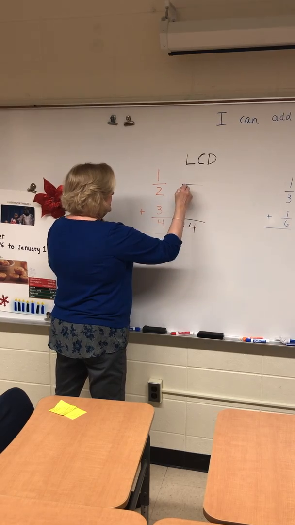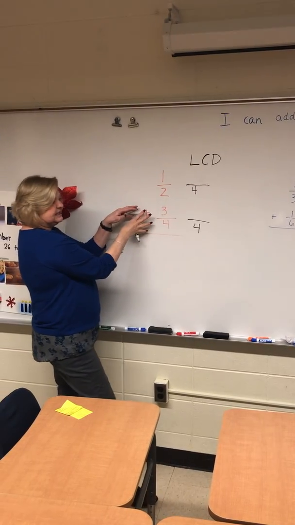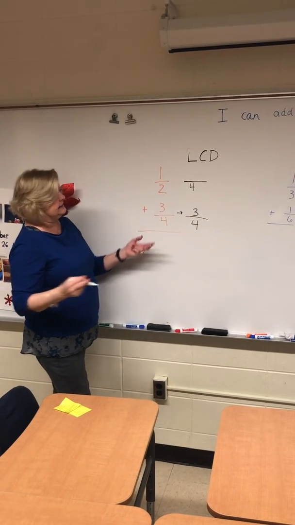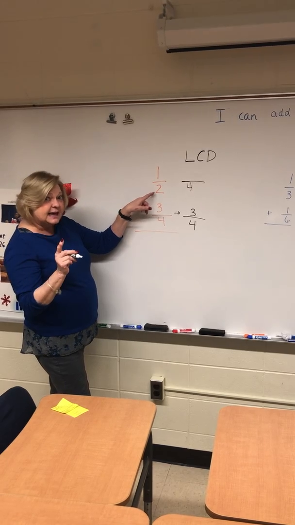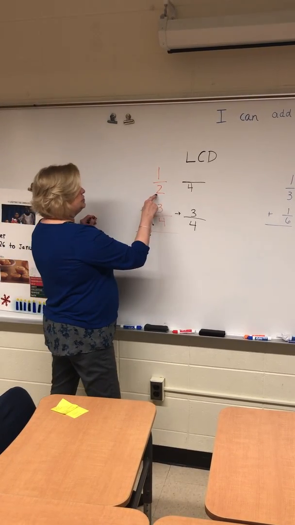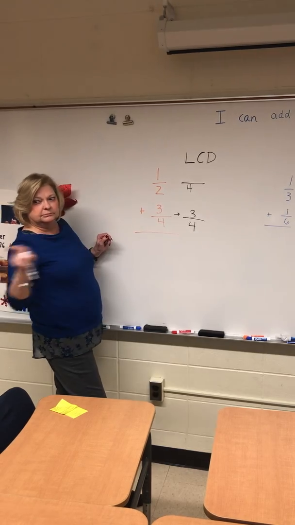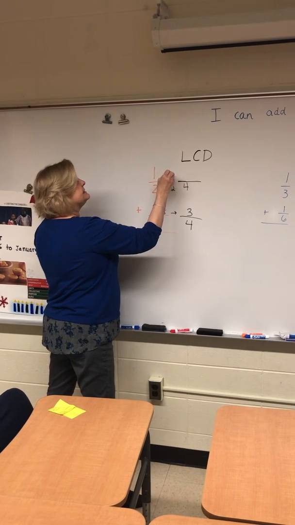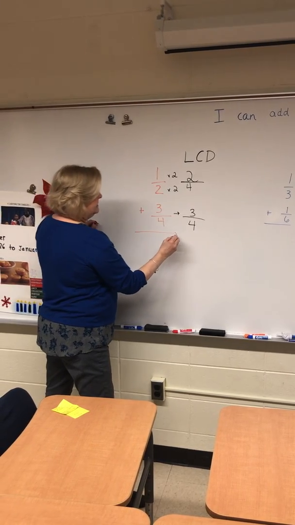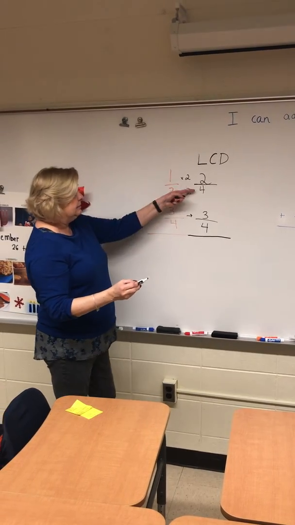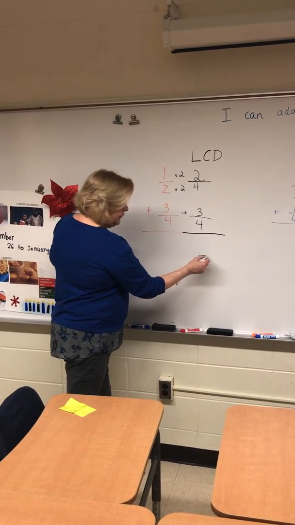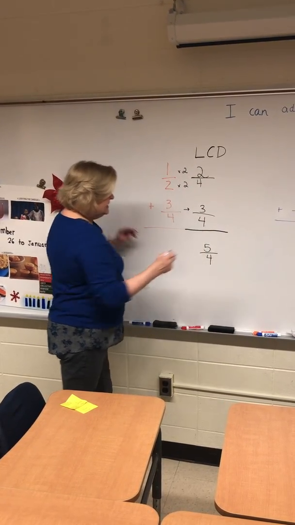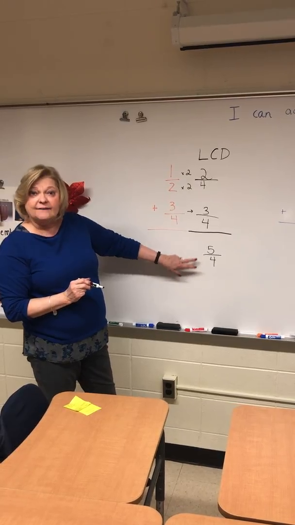So 4 and 4. Now since we already have a 4, we can just slide this over. We don't have to do anything with this. But up here, we have to do the same thing that we did last time. So 2 times what is 4? Yes, it's 2. So then I have to multiply the numerator by the same number. And now I can just add as I did before. 4 is my denominator, and I take 2 plus 3 is 5. So I have an improper fraction, 5/4.